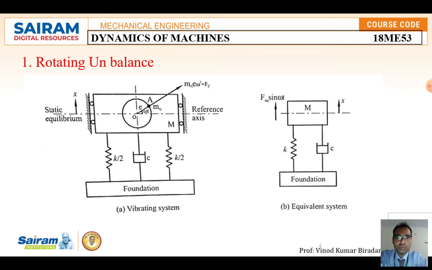For example, this rotating unbalance may occur in a turbine, electric motor, compressor, and many more.